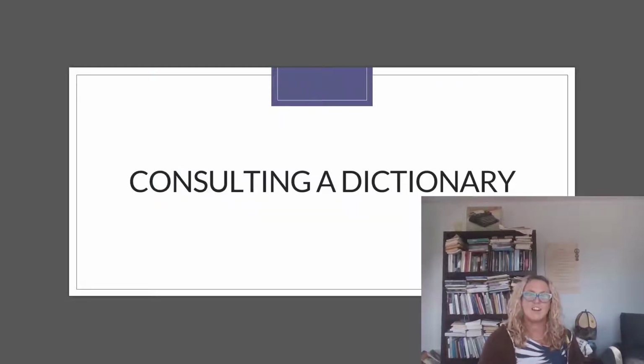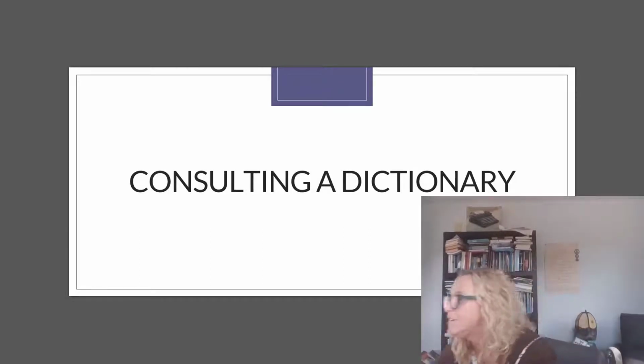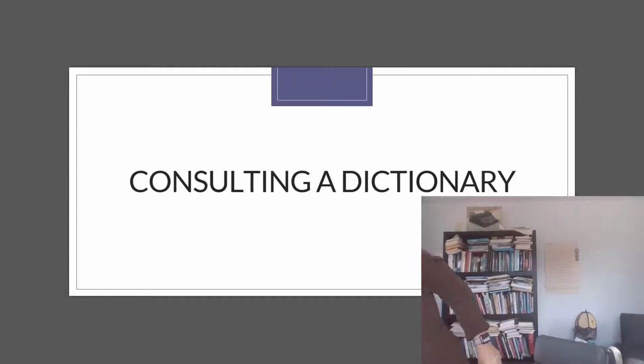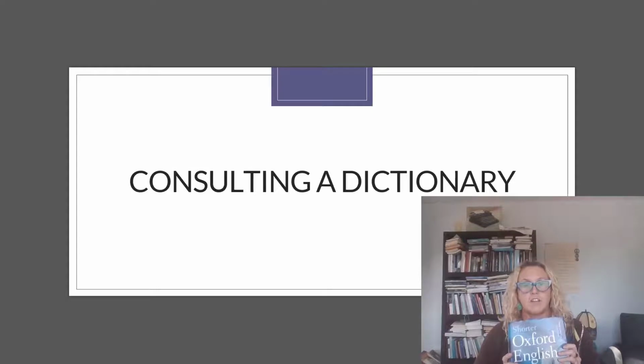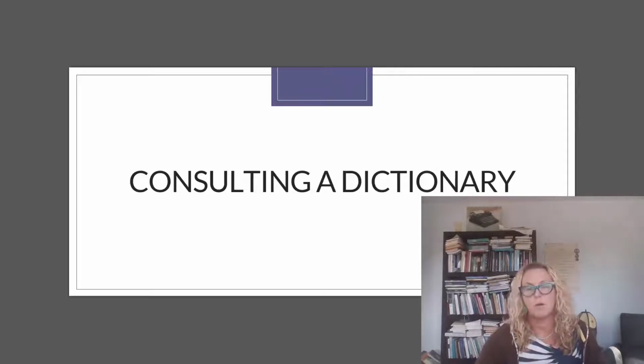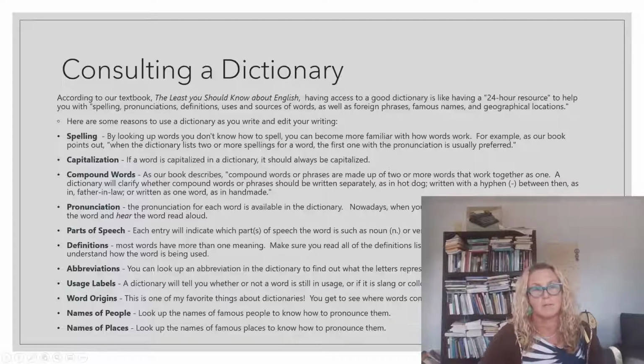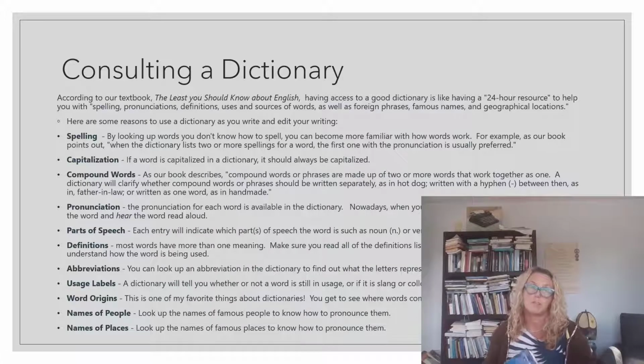All right, well, let's start with a little bit of information on consulting a dictionary. I'm going to use a prop. This is half of the Oxford English Dictionary. You don't have to consult one of these, but it's super fun. What we will be using is the online database that we have available to us at Napa Valley College.